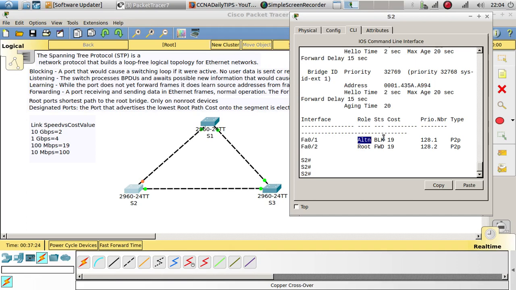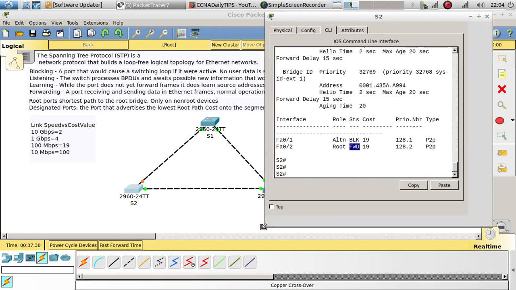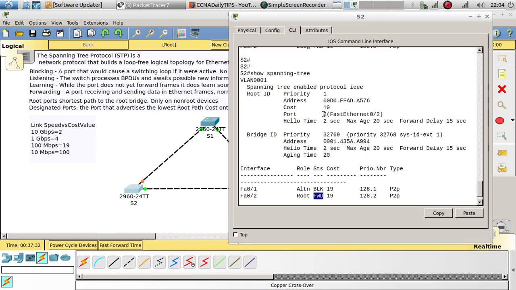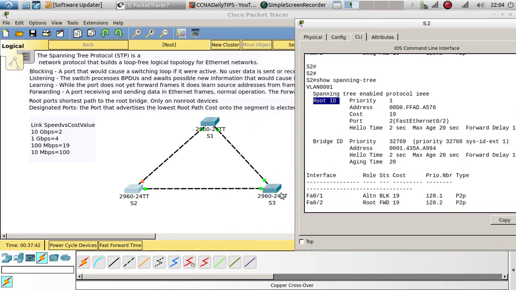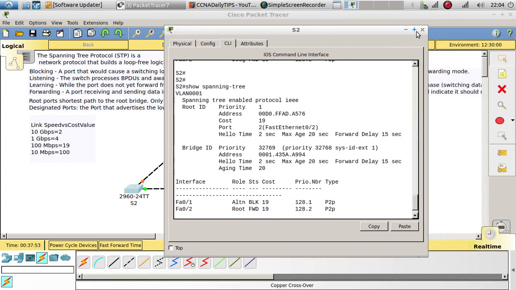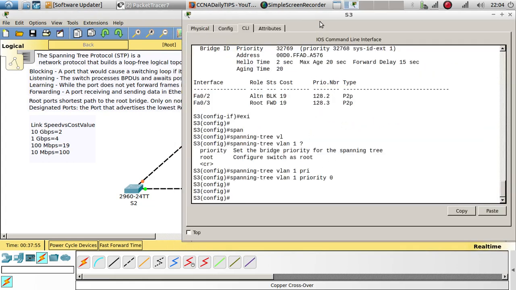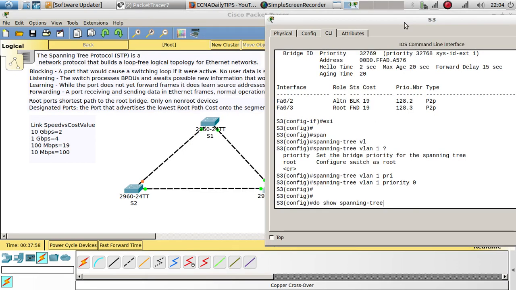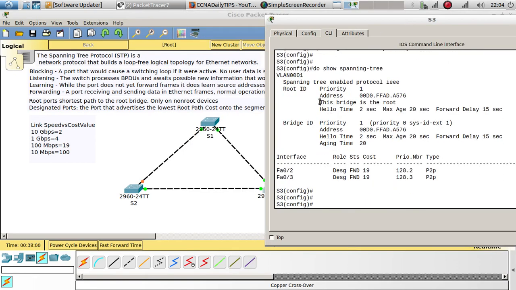And here we go, it's alternating and it's blocking, and this one is a root and it is in the forward state, right? And you can see right here, the root bridge priority is equal to 1, and the root bridge is switch 3. Okay guys, and the bridge ID, which is the local one, the priority is still 32769. So since this one is higher than switch 3, switch 3 is now the root bridge.